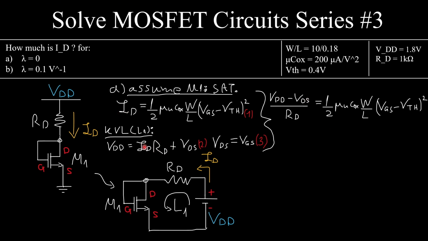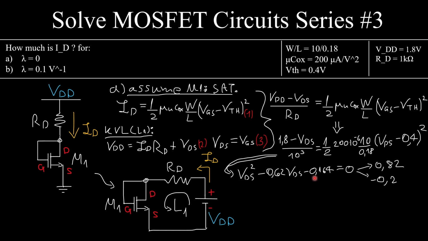So I replace everything over here. This current is VDD minus VDS over RD. I replace it over here. VGS is VDS. So I replace everything. I know very carefully, VDD is 1.8 volts, RD is 1 kilo ohm, so 10 to the power of 3. Mu n Cox is in micro amps, so I'm also very careful to scale this properly. I replace everything else and I have nothing but a quadratic equation over here.